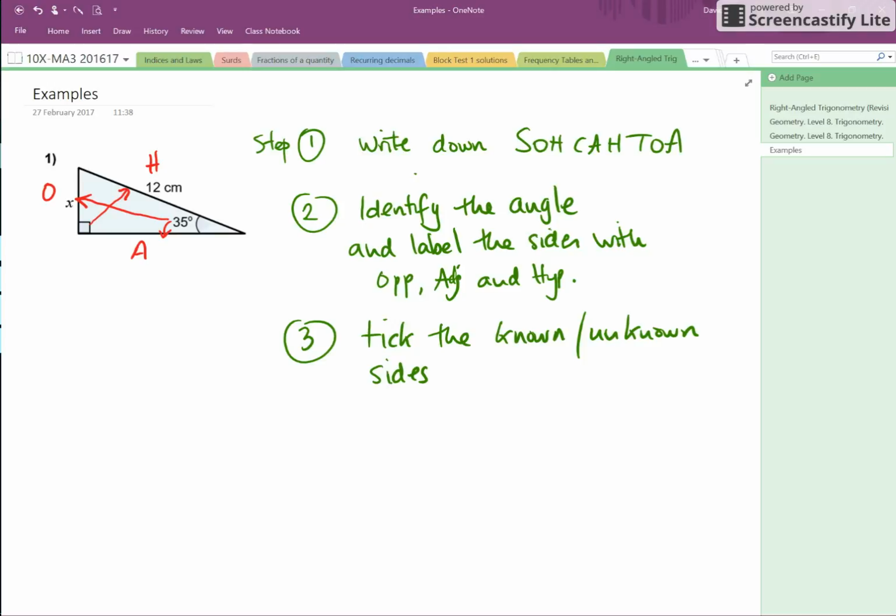We know the H, so we tick H, and we know that we want to involve the X, which is the O. So we're going to tick the O's. And we notice that it is the sine here that contains the 2 ticks that we need.